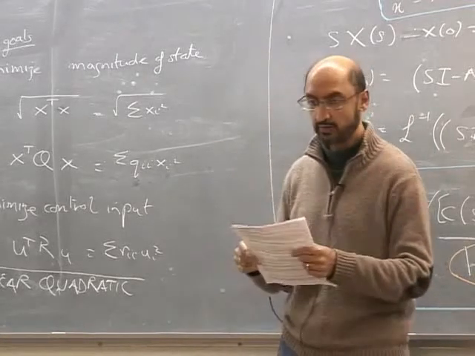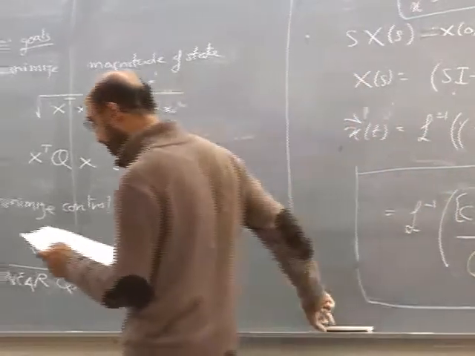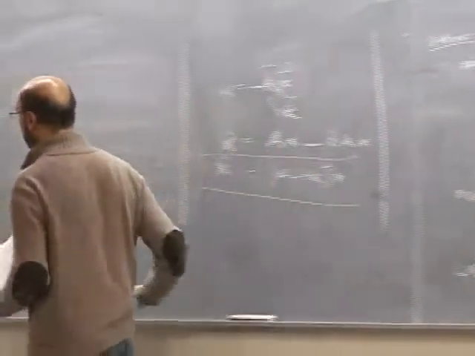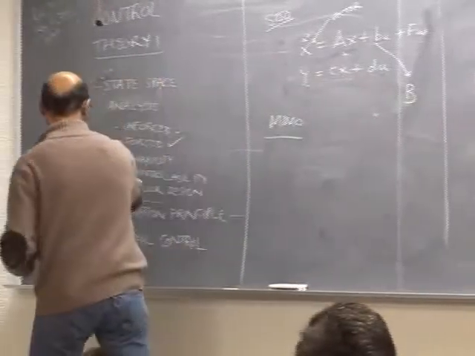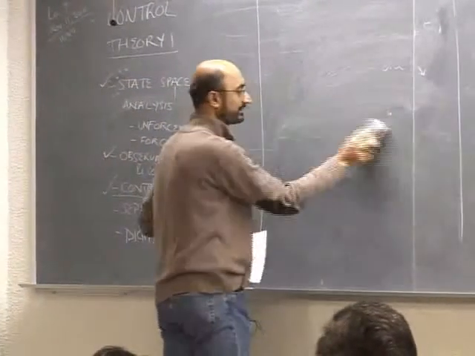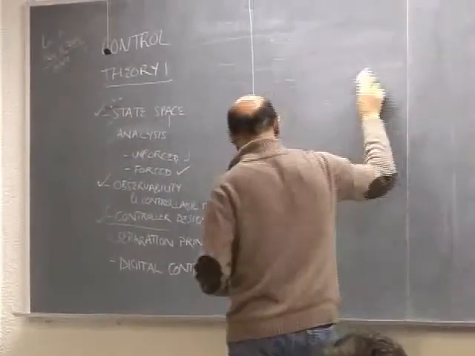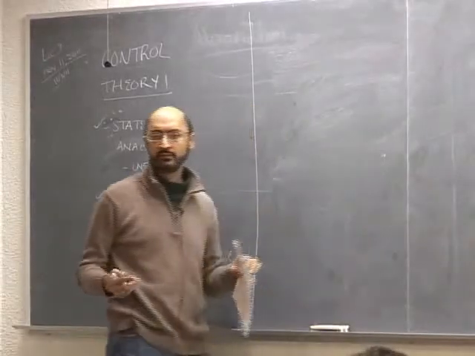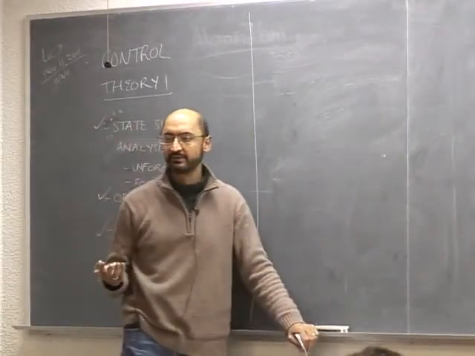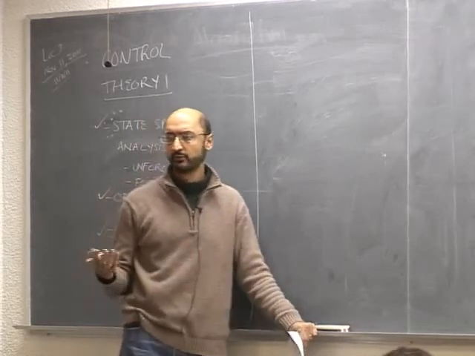I do need to talk about one more quick thing, which is what happens in real life, the separation principle, and then I want to touch on digital control. So let me quickly talk about the separation principle. We have a system where, let us say, some state is not observable. We have some internal state, we can't see it. So what do we do?